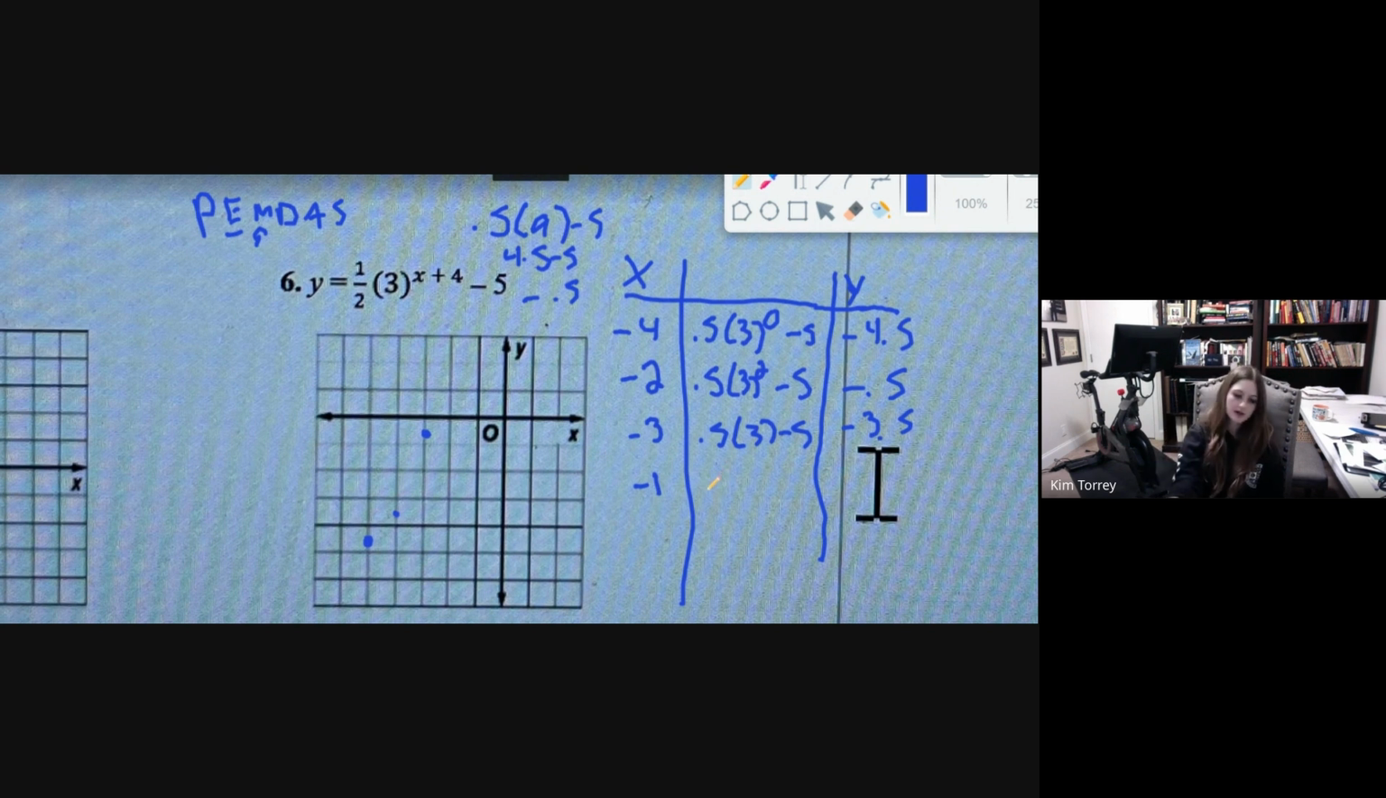And then for -1 plus 4, which is 3. 3 raised to 3 is 3 times 3 times 3, which is 27. It seems a little crazy, but I guess it's 27 times 0.5, which is 13.5 minus 5, which is 8.5. Which is going to be up here. Okay. And then the curve is going to look like this.